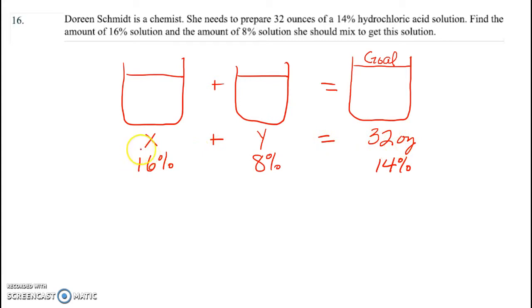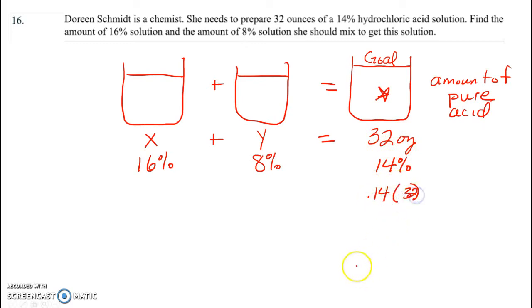That's my first equation. Now the second equation is based on the amount of pure acid in this solution. Okay? Of the 32 ounces, I know 14% is pure acid. So I'm going to take 0.14 times 32.